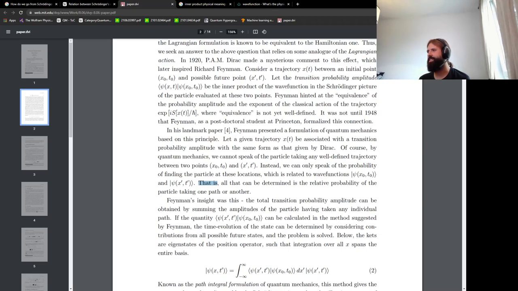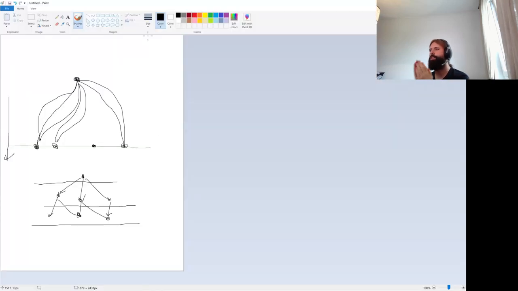Anyway, all that can be determined is the relative probability of the particle taking one path or another. Okay, but we're talking about paths. I'm going slow on purpose, because I just want to make sure I process these. So what's different between the path integral and the Schrödinger picture is, in the Schrödinger picture you have a Hamiltonian that encodes how the state is evolving.